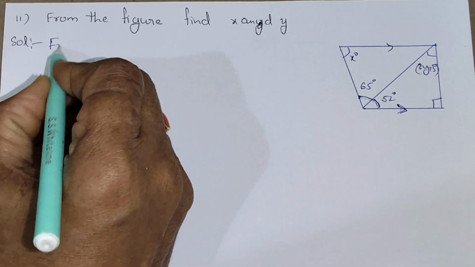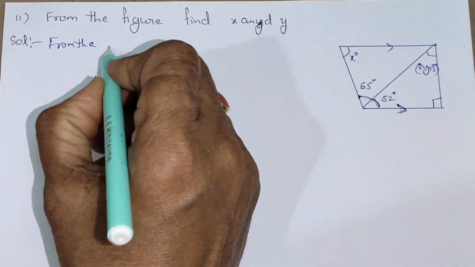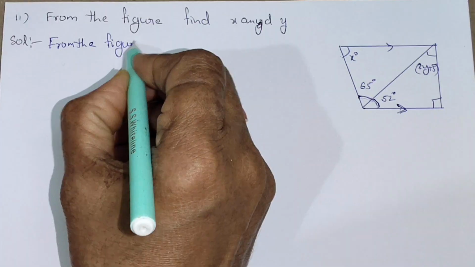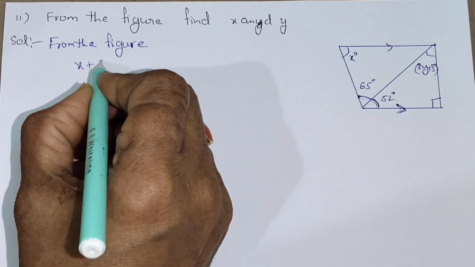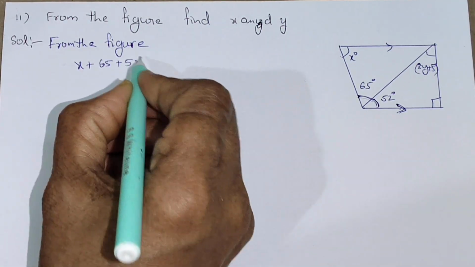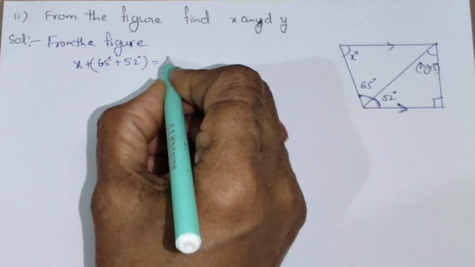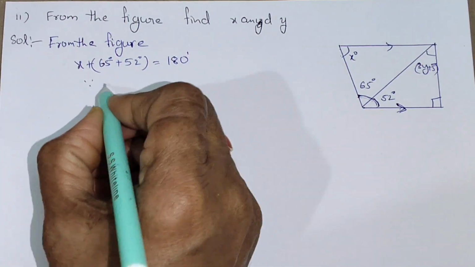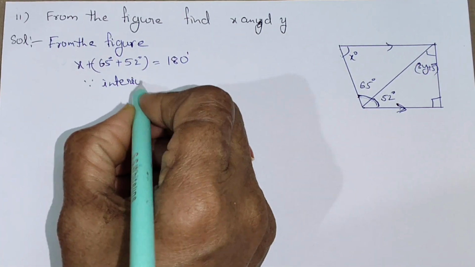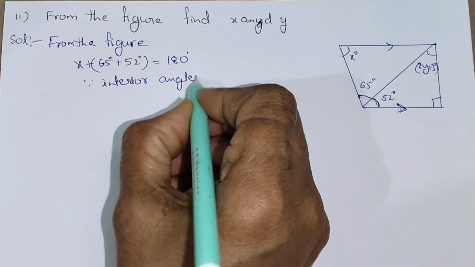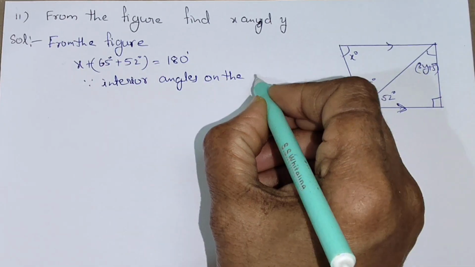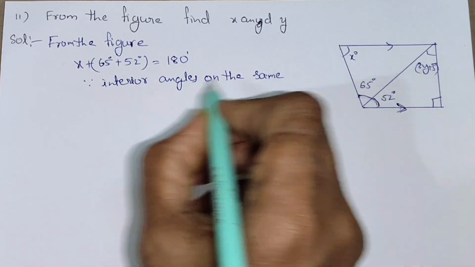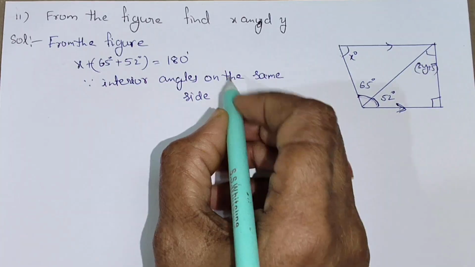From the figure, x plus 65 plus 52 degrees is equal to 180, since these are interior angles on the same side of the transversal.